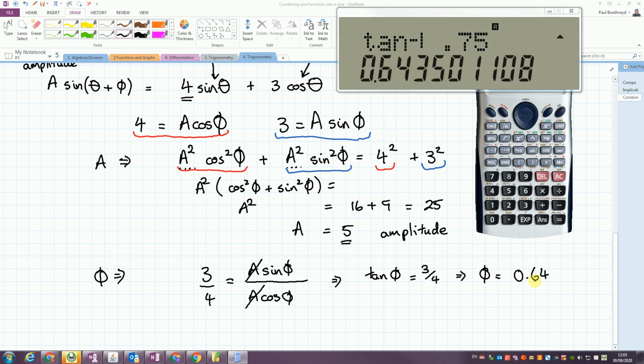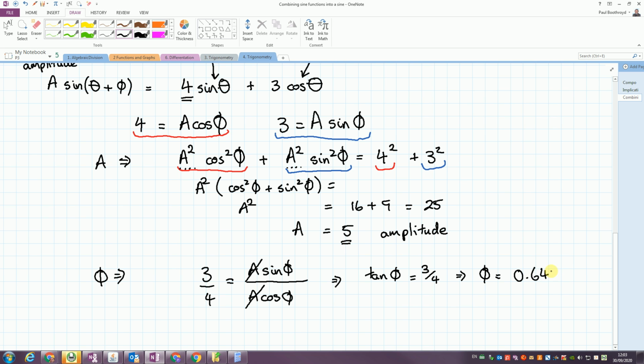0.64. 3 significant figures is generally a good rounding figure. So 3 SF. That's generally what they would expect for angle in radians. If it's an angle in degrees, I would always recommend doing it to 1 decimal place rather than 3 significant figures. You can accidentally make wrong conclusions if you use 3 significant figures and degrees.